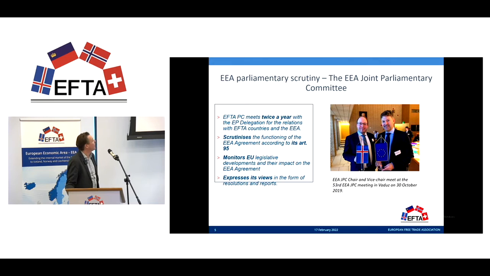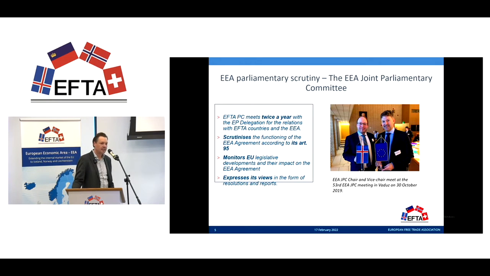So if we look now at my job, the parliamentary scrutiny, the EEA Joint Parliamentary Committee. Article 95 of the EEA agreement creates a joint parliamentary committee that is composed of equal members of the European Parliament and of the EFTA Parliamentary Committee: 12 members from the European Parliament, 12 members from the EEA EFTA states. This committee meets twice a year, once in an EFTA country and once at the seat of the European Parliament in Strasbourg, even though with the pandemic it's a bit debatable, it was a lot online.